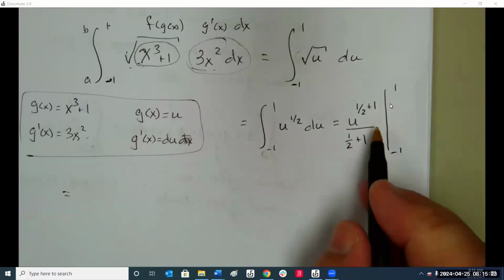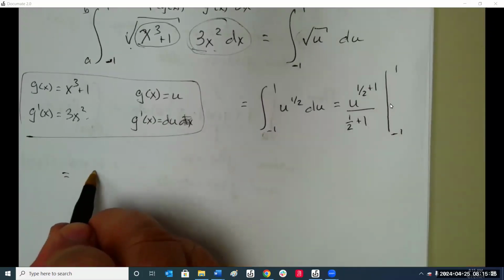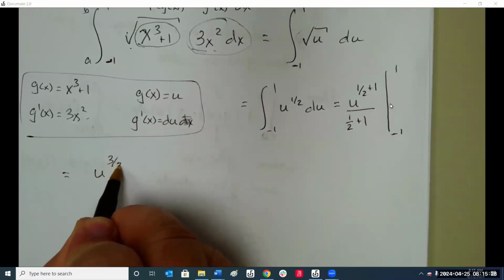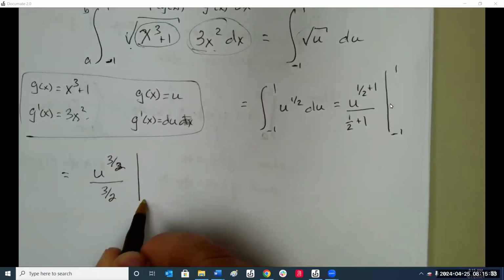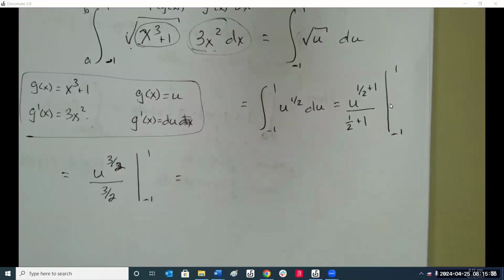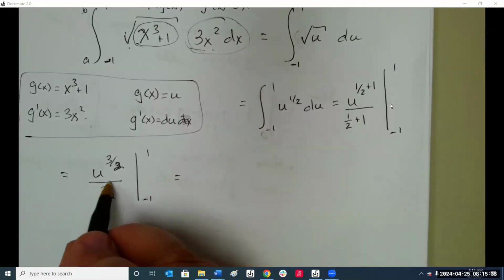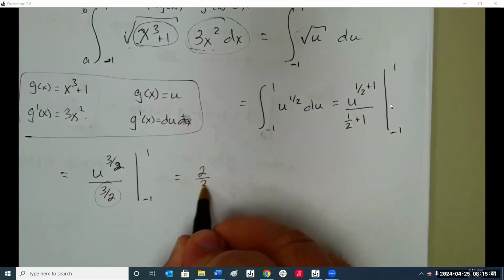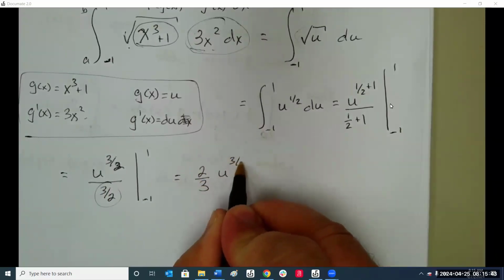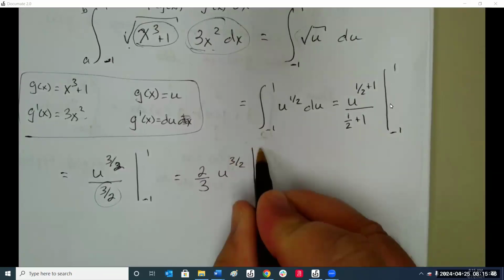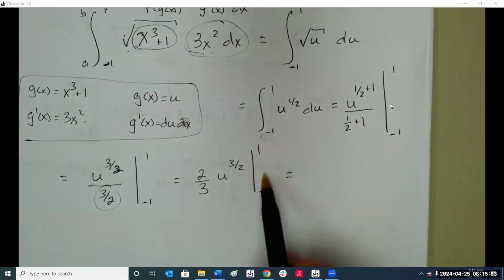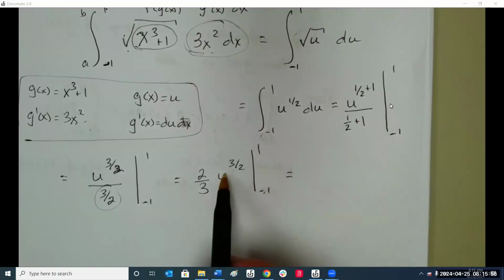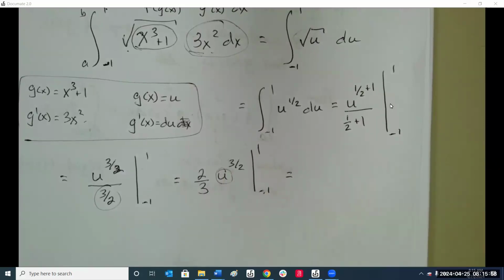So I'll come back over here. So I have u to the power 3/2 over 3/2 from -1 to 1. Reciprocate the bottom. So far, so good. Now, because I haven't touched the bounds of integration, the a and b, I have to convert u back to what it used to be.